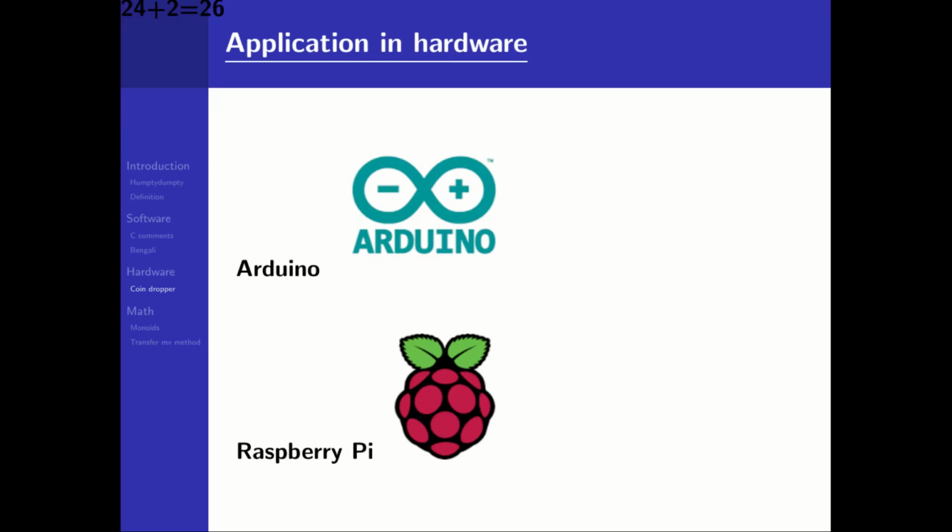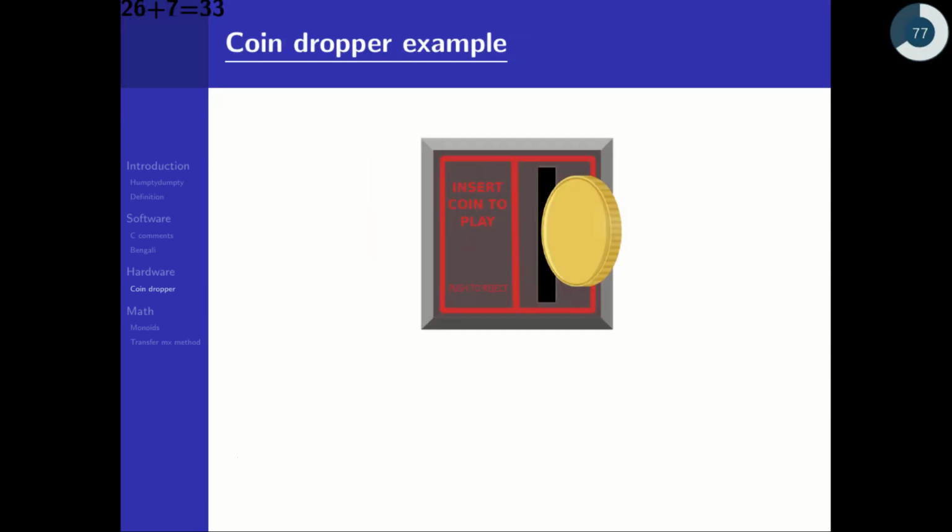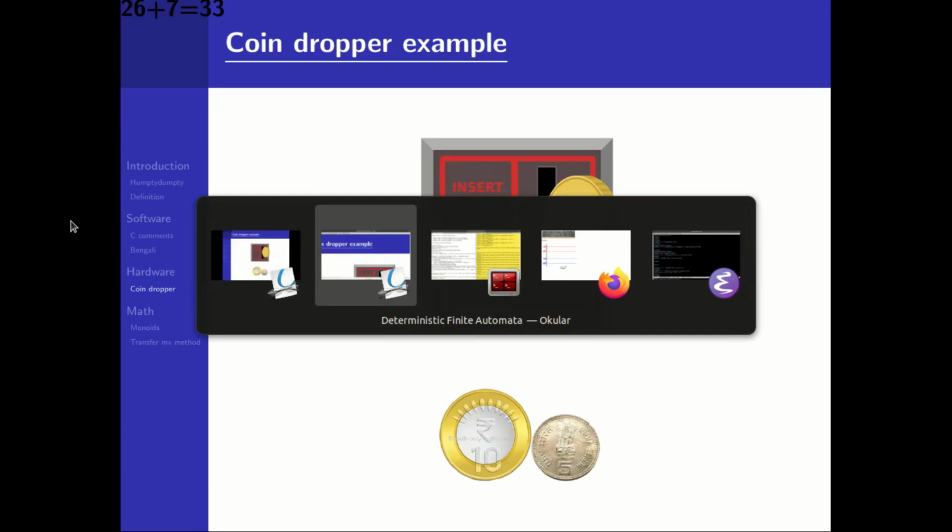In our talk, we shall take a rather simple application, that of a coin dropper. We are all familiar with such coin droppers where there is a slot and we insert a coin. In our example, we shall work with two different coins of different sizes, and we want to sense which type of coin has been dropped based on just the size. Most of us are familiar with how such things are done.